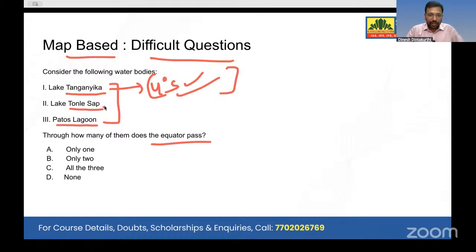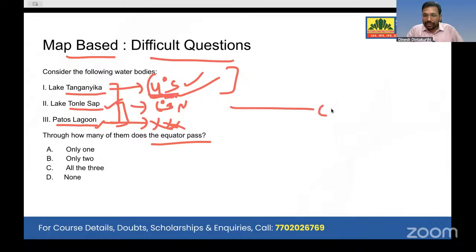And Lake Tonle Sap, right, which is in Indonesia, in Eastern Indonesia, and also Potas Lagoon. So these areas, for example, Potas Lagoon is in the southern part of the equator. Okay, we can eliminate it, it's almost 30 degrees from the equator. But these two are like 6 degrees south. Right? This is 6 degrees north. This is 4 degrees south.